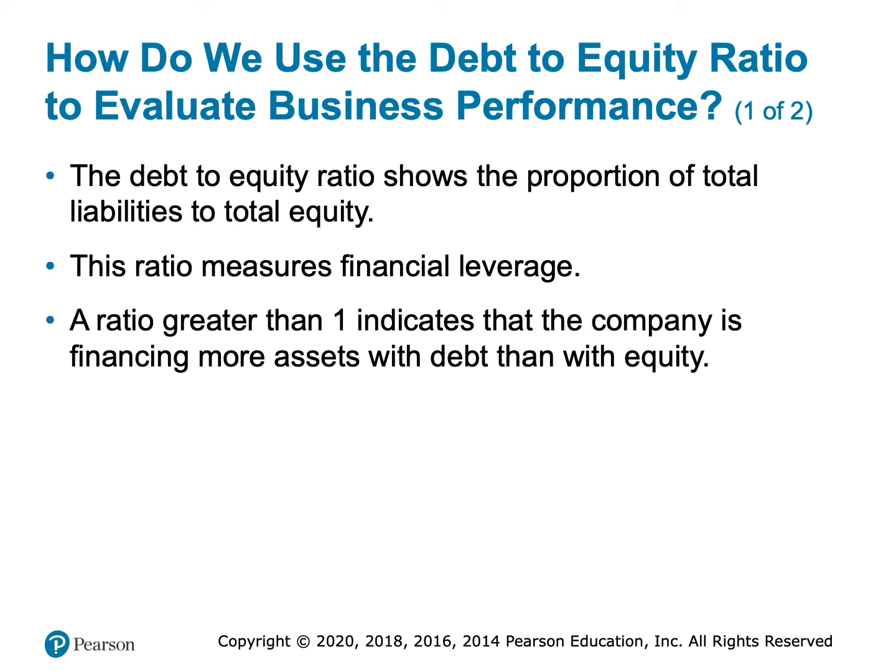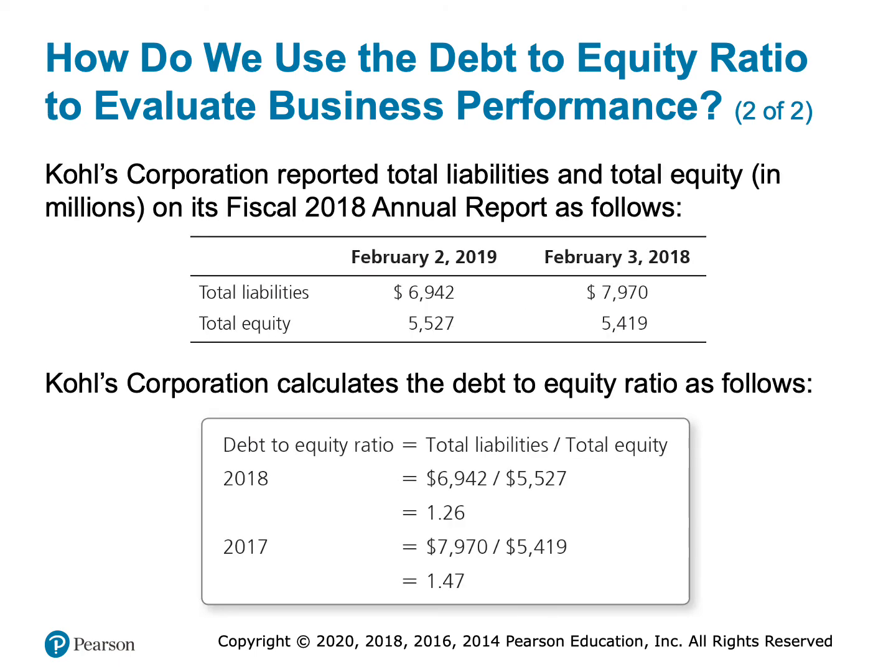So our formula is total liabilities divided by total equity. If we have a ratio greater than 1, meaning we have more liabilities than equity, that's not necessarily a bad thing. You don't want this ratio to be too high, certainly, but what is too high is going to depend on the size of the company, the age of the company, and the industry that the company's in.